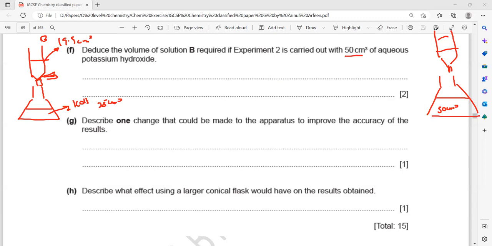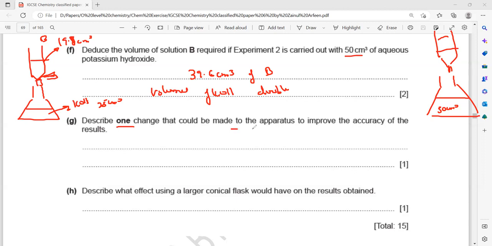I think it was 19.8, not 19.9. So 19.8 times 2 will be 39.6. So we need 39.6 cm cube of B. And what is the reason for that? Because the volume of KOH is double, so we need twice the volume of solution B for a complete reaction.